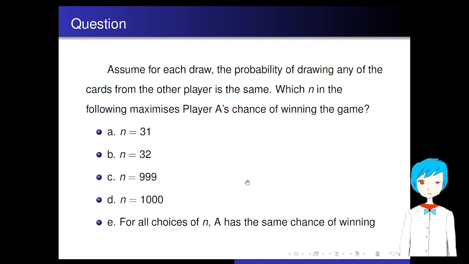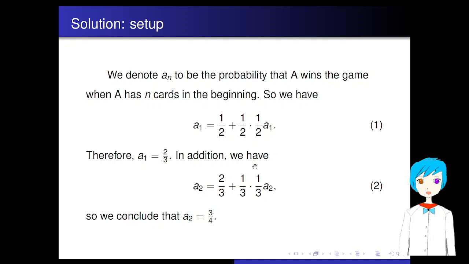So, it's mathematics from very simple and common things in our daily life. Let's find the solution to this problem. So first, we may wish to try some simple cases. We denote A_n to be the probability that A wins a game when A has n cards in the beginning. So for n equals 1, we have A_1 equals 1/2 plus 1/2 times 1/2 times A_1. The first term stands for the situation when A draws the card that is not the Joker card from B, so A wins.